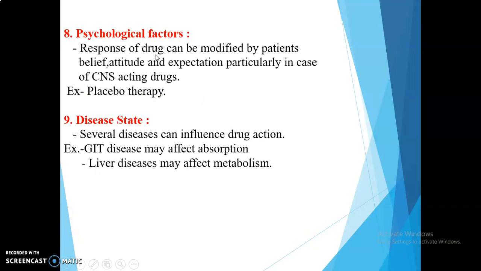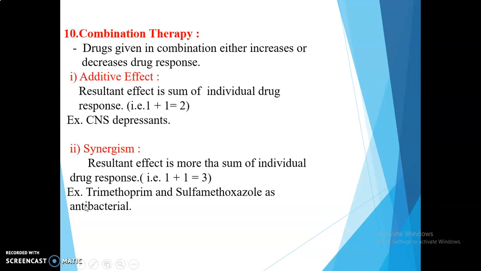Psychological factor. Response to a drug can be modified by the patient's belief, attitude and expectation, particularly in the case of CNS acting drugs. Example, placebo therapy. Disease state. Not only do drugs modify the disease state, but several diseases can influence the drug action. Example, GIT diseases may affect absorption, whereas liver diseases may affect metabolism.